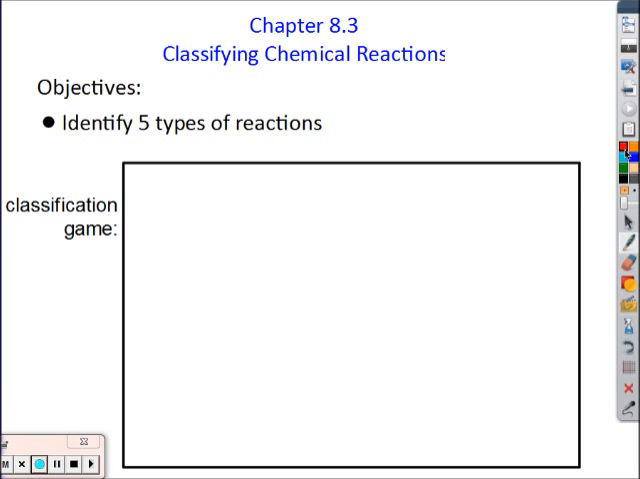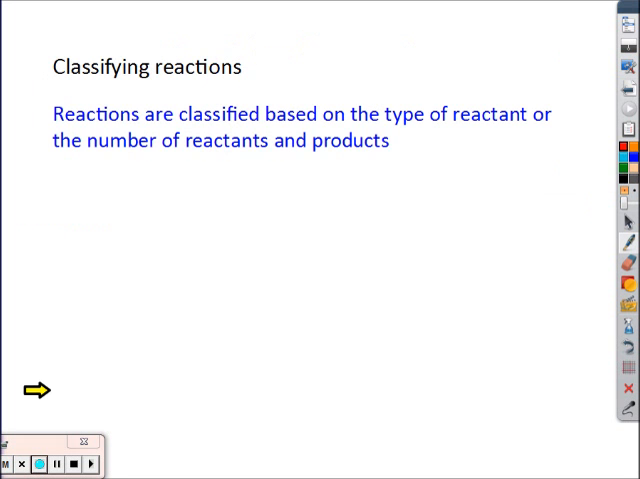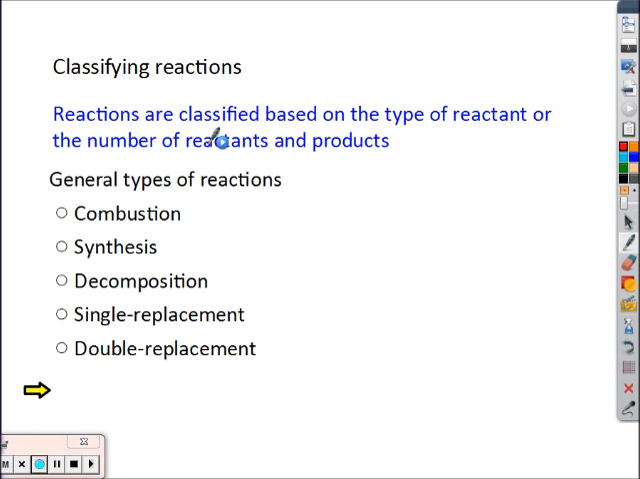Welcome back to chemistry. Today we're going to talk about section 3 in chapter 8, how to identify types of reactions. We learned yesterday how to balance them. Today we're going to learn how to classify them. So the question is, why do we want to classify anything? Why do we care? In order to classify them, we have to look at what the products are and what the reactants are. They're classified based on the type of those compounds.